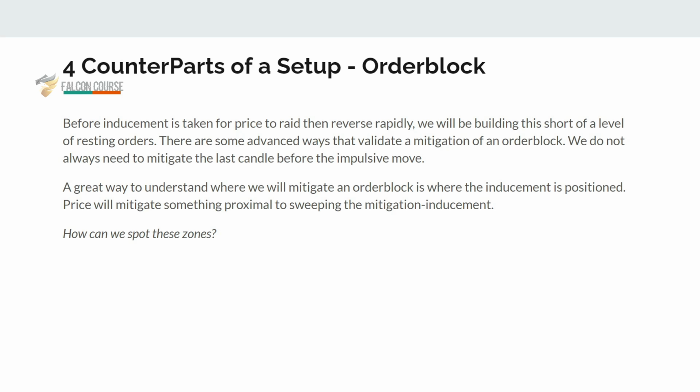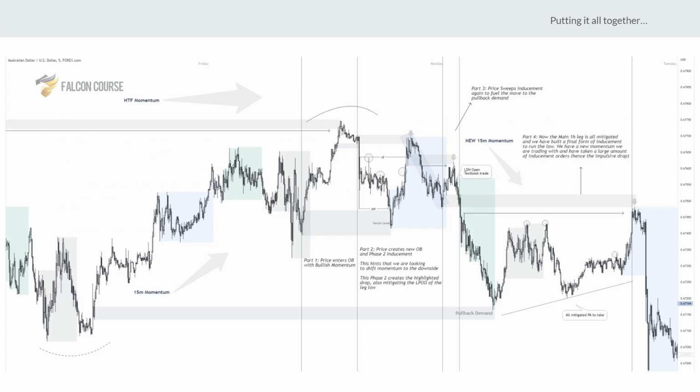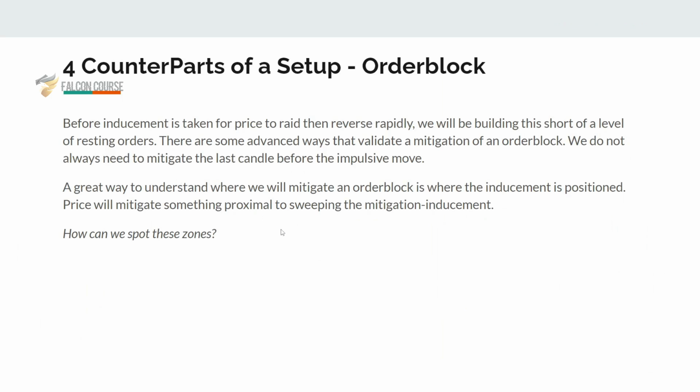A good little tip to sum this up quickly: just looking at this for example, as long as we're above the break. Why? Because above that break is where that sell was actually injected. Below that break, we didn't actually break anything. So we're looking above that break. There's no problem as long as your refinement is valid. A great way to understand where we'll mitigate an order block is where the inducement's positioned.